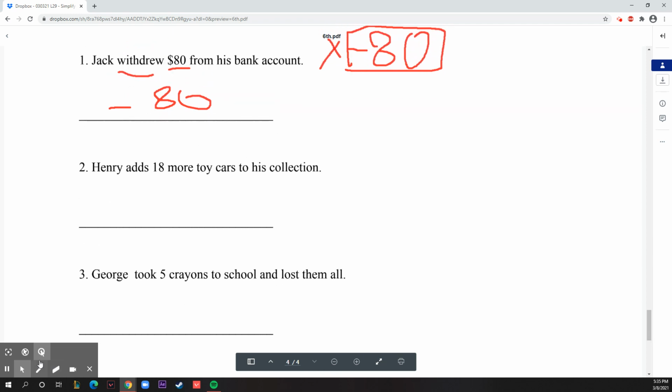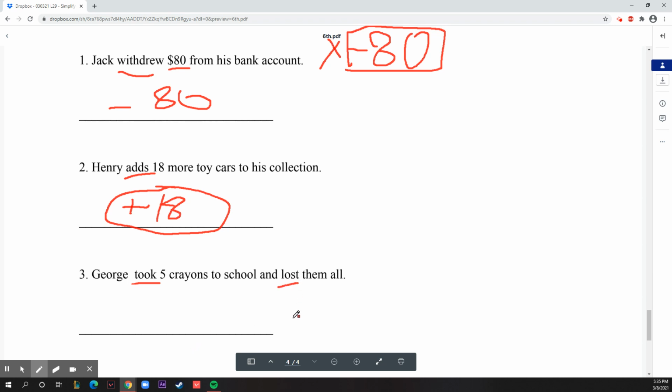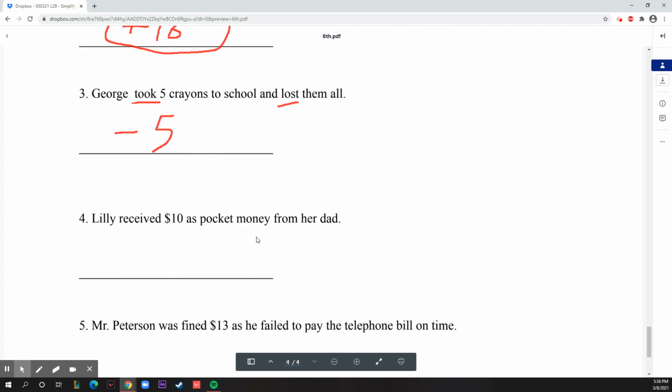Okay, Henry adds 18 more toy cars to his collection. This is adds, which means it's a positive. So it's 18. If you want, you can do a positive sign, but you don't need this. But what you need to know is that this is a positive 18. George took 5 crayons to school and lost them all, which means the 5 crayons disappeared into thin air, which means it's negative. Okay, you get the point. And we'll do one more.